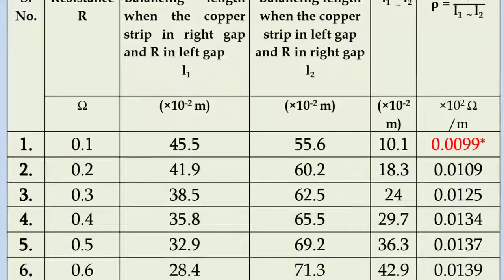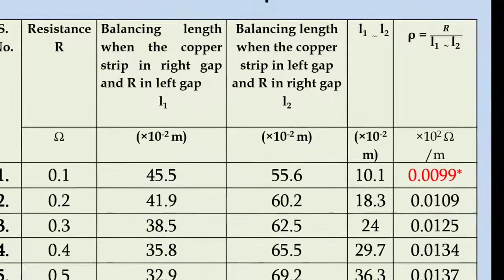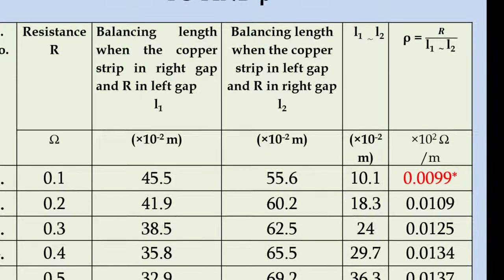So here we have the set of readings. Here it is R 0.1, and then we have L1 and L2, then L1 difference L2, then we have to find what is rho. Look at the first set of readings. R is 0.1, L1 is 45.5 and L2 is 55.6, and L1 difference L2 is 10.1. Then we have rho, which is given by R divided by L1 difference L2.